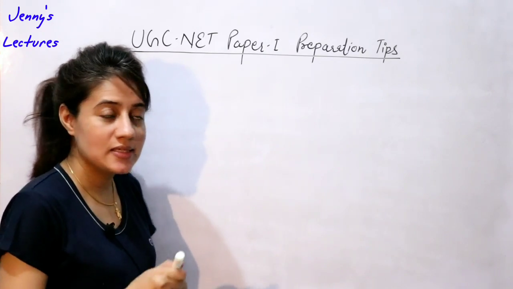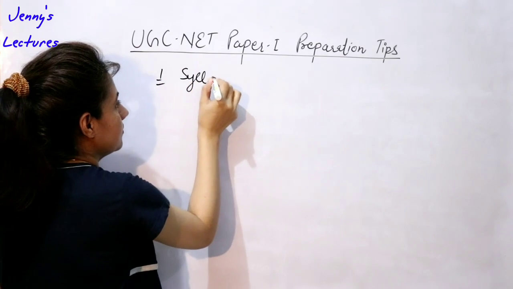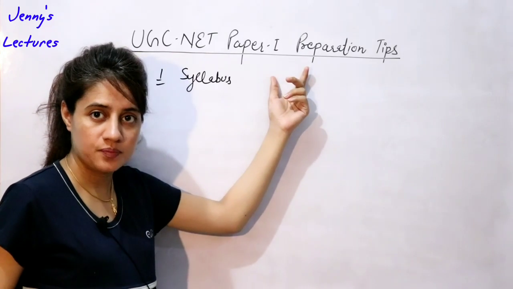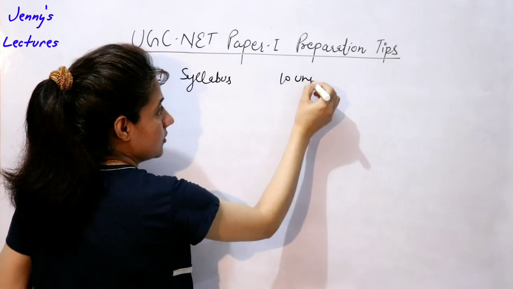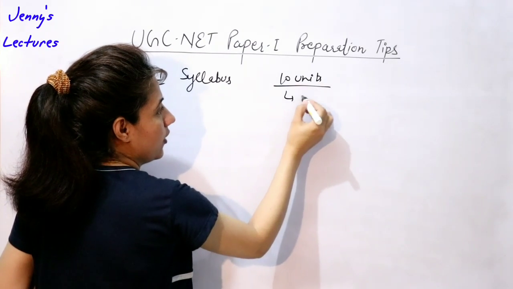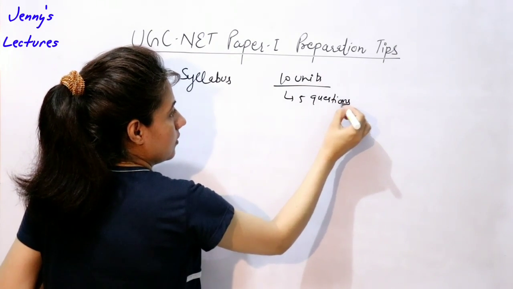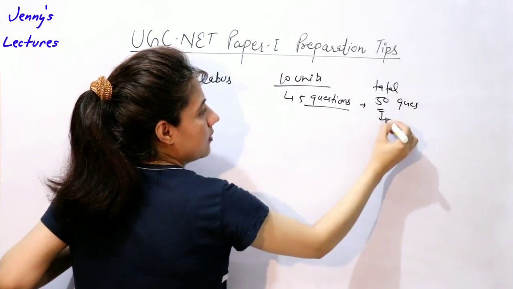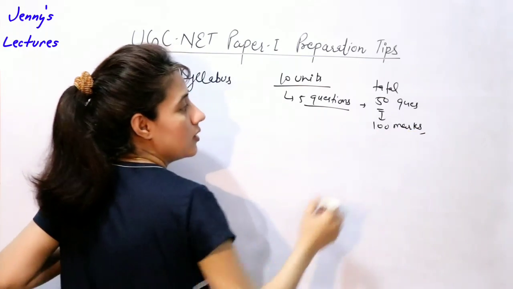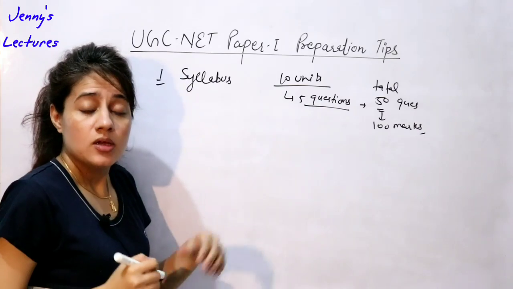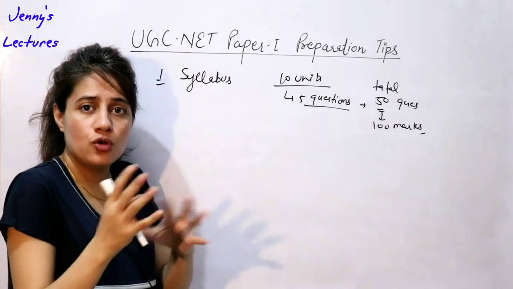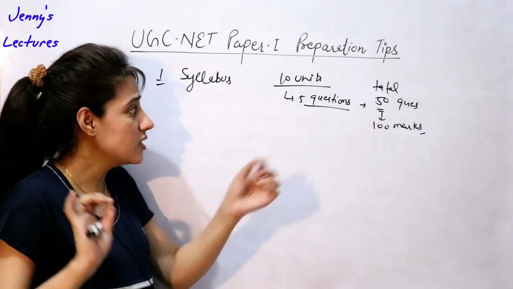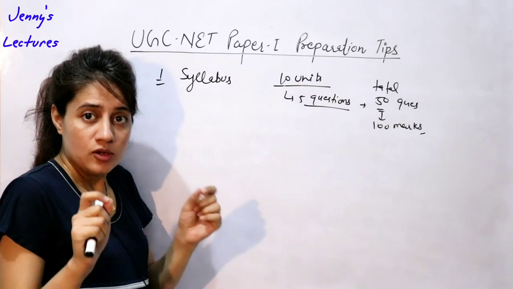So the very first thing is, obviously, you should have the syllabus. Just download the syllabus. You should have a hard copy of the syllabus of paper 1. There would be 10 units and from each unit they are going to ask 5 questions, right? So there would be 50 questions in total, and the marks would be 100, and all questions are compulsory, right? Sometimes it happens that from one unit they ask 3 to 4 questions and from another unit they ask 6 to 7 questions. But on average they ask 5 questions from each unit. So you should have the syllabus.